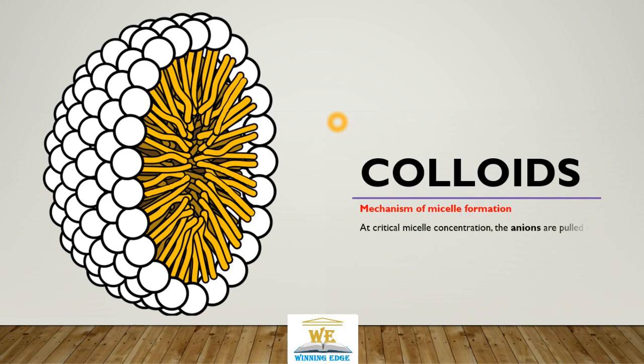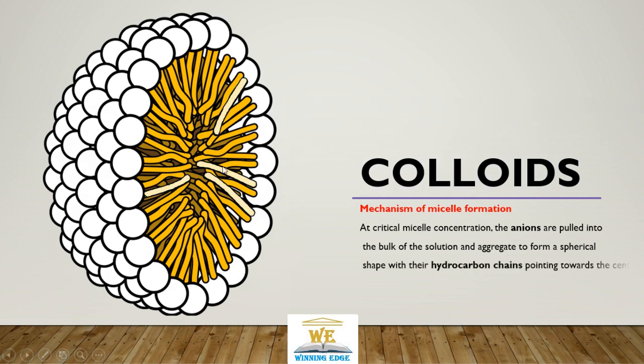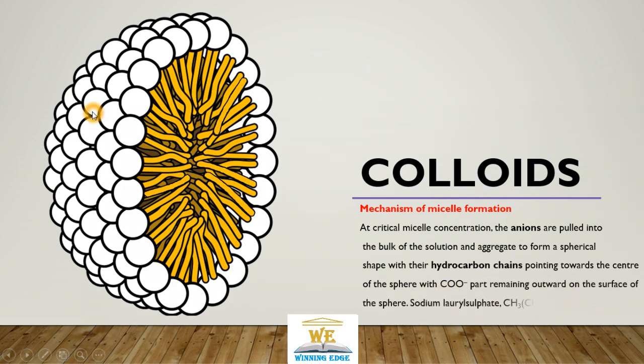At critical micelle concentration, anions are pulled into the bulk of the solution and aggregate to form a spherical shape. This is a sphere-like shape. These are anionic ends, and the carboxyl part remains outward pointing on the surface of the sphere.